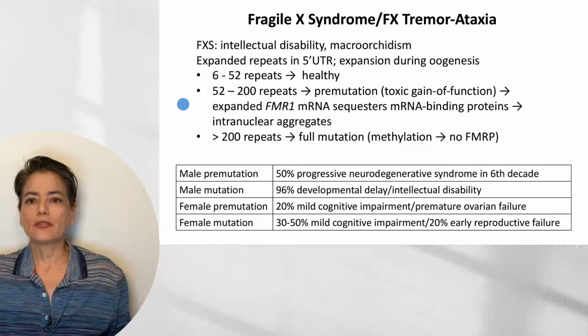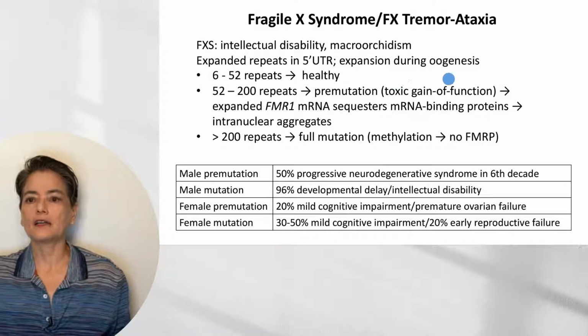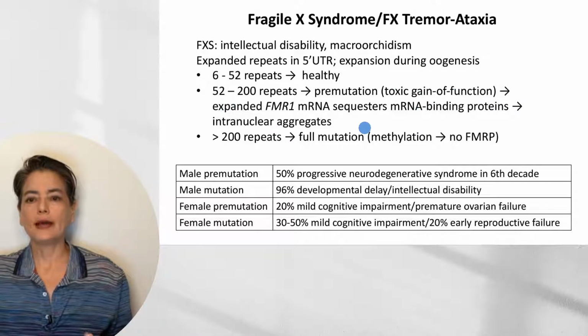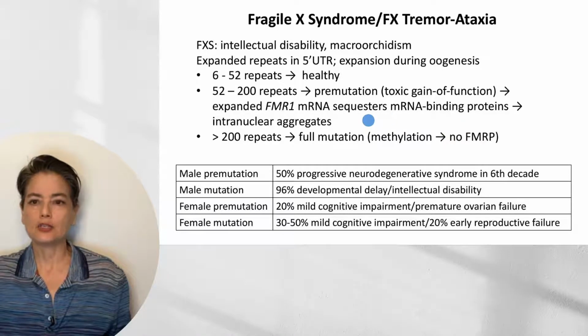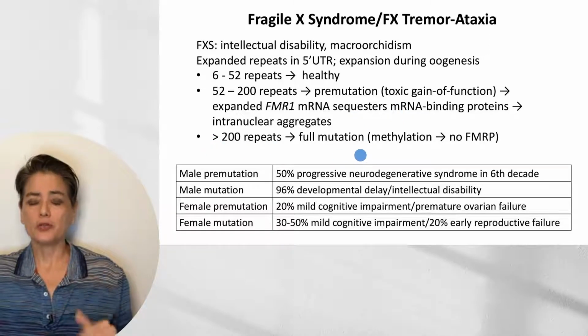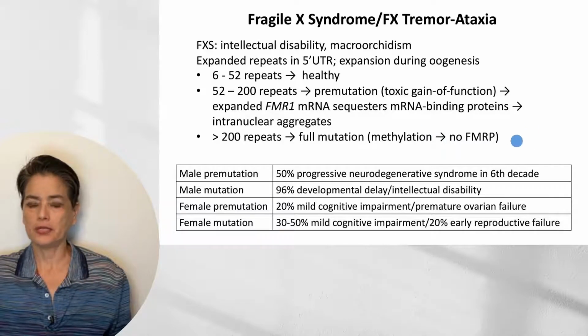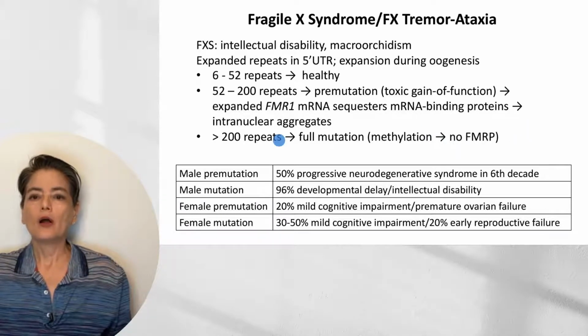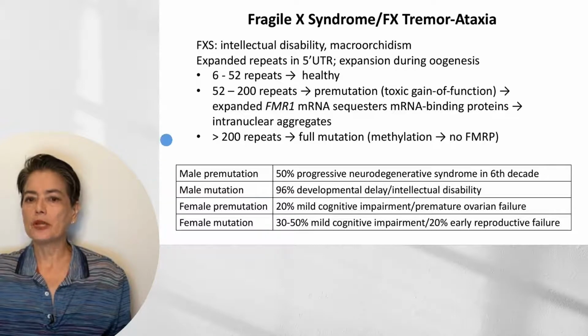So what happens is that in this premutation, this causes a toxic gain of function. And this expanded mRNA, which has these increased repeats in the FMR1 mRNA, will sequester mRNA binding proteins, leading to intranuclear aggregates. So we have a toxic gain of function with cell injury. What we see in more than 200 repeats is what we call the full mutation. We get methylation, and none of this protein is formed at all. So what we see here is that in the male premutation, about 50% of individuals with this number of repeats will develop a progressive neurodegenerative syndrome in the 6th decade.